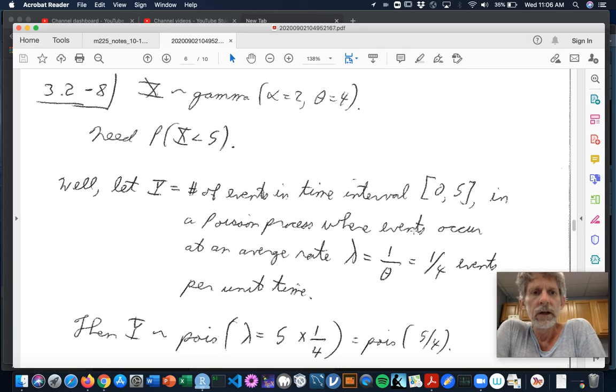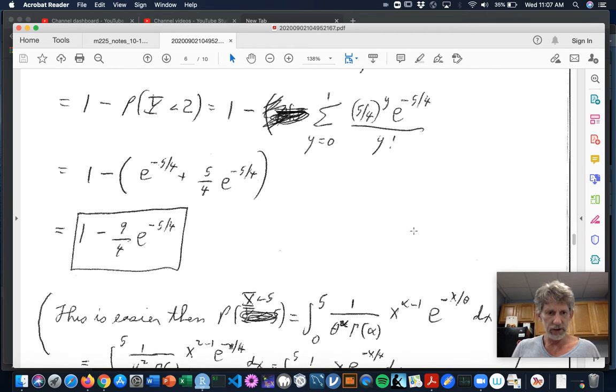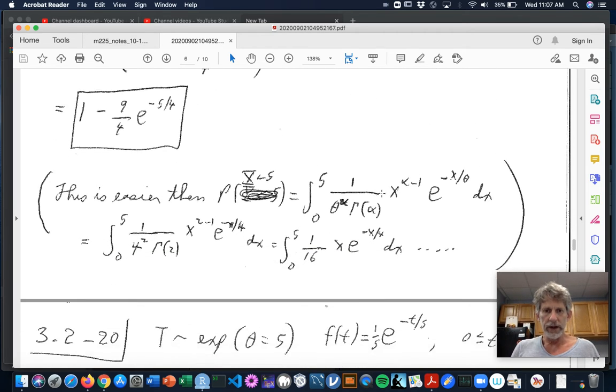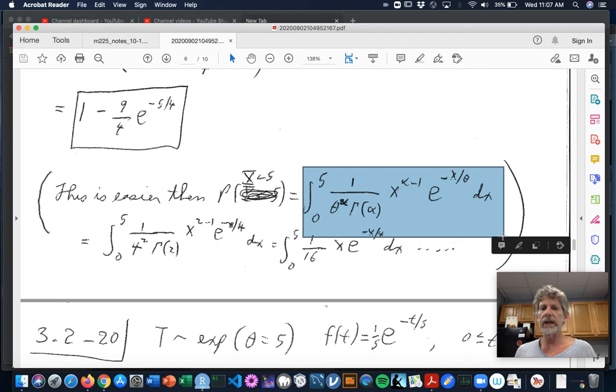Number 8. They say X is a gamma, alpha is 2, theta is 4, so it's like you're waiting for 2 events in a Poisson process where events occur 4 time units apart on average. Need the chance that X is less than 5. Well, a grunt way to do it would be to just go ahead and do the integral from 0 to 5 of the PDF of your gamma.